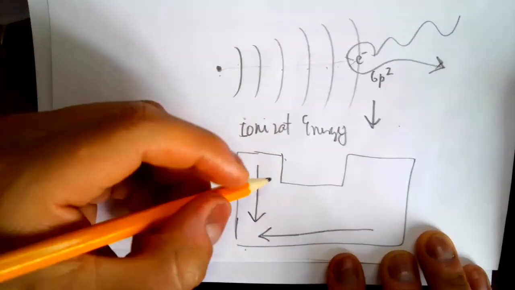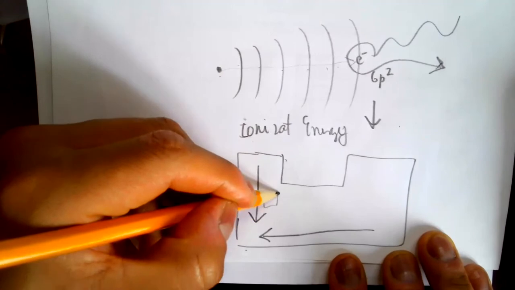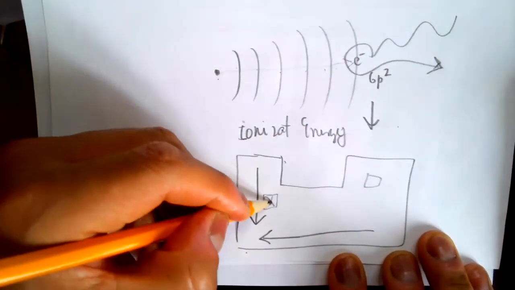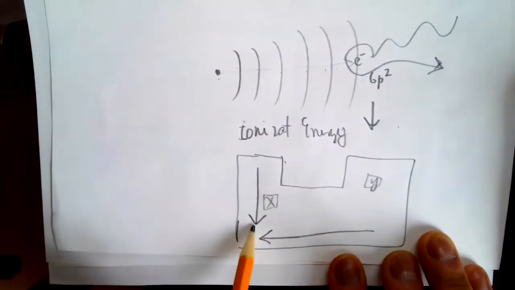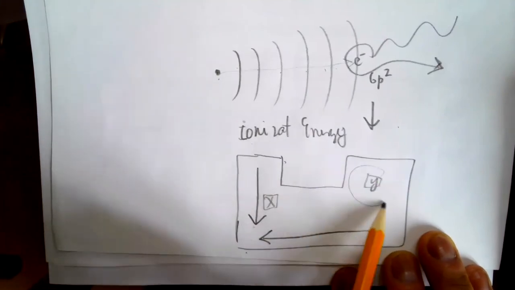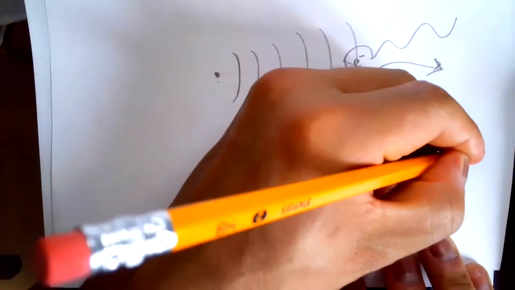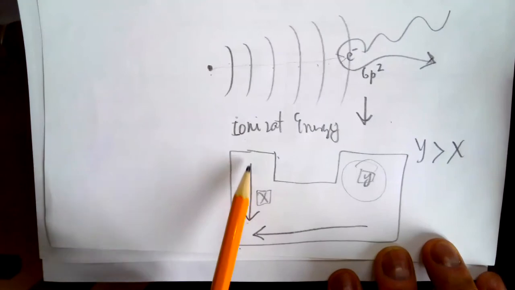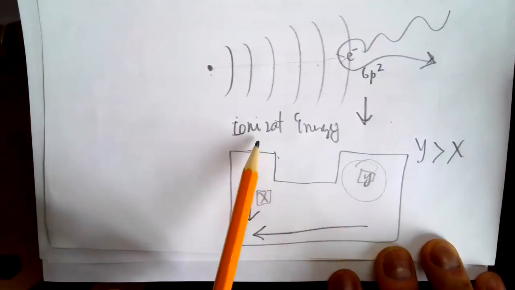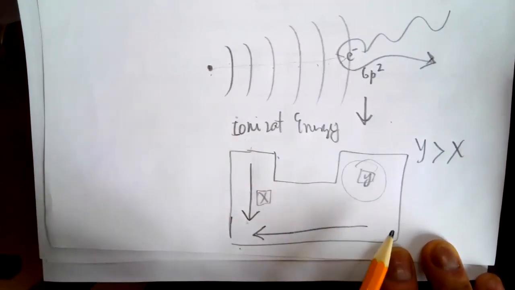Okay? So if they compare me, who has higher ionization energy, this element X or this element Y? Well, who has higher ionization energy? Y has higher than X, right? Because the trend goes like this. It's a periodic trend, from top to bottom and then from right to left.